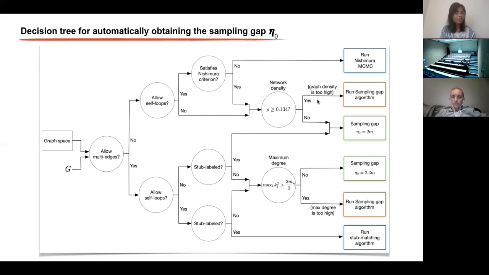Although for some networks where the graph is too dense and where the maximum degree is too high, in those cases, we will have to run the sampling gap algorithm from scratch. But for most of the networks, we don't have to worry about that. How we come up with this threshold of high network density and high degree, I'm going to have to omit for the interest of time. But again, please feel free to reach out to me if you're interested to know.